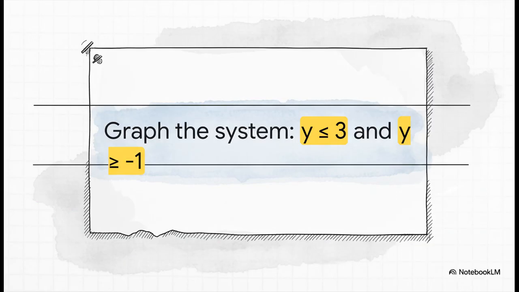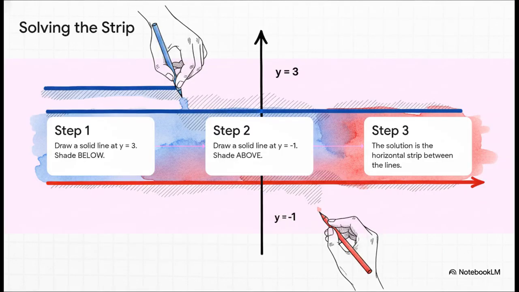What happens when our inequalities are just simple horizontal lines? Let's solve the system where y is less than or equal to 3 and y is greater than or equal to negative 1. Now, the key thing to notice here is that we're using solid lines. Why? Because our inequalities have that little or equal to part, which means the lines themselves are actually part of the solution. So we draw a solid line at y equals 3 and shade below, and another solid line at y equals negative 1 and shade above. And the overlap creates this perfect little horizontal strip.